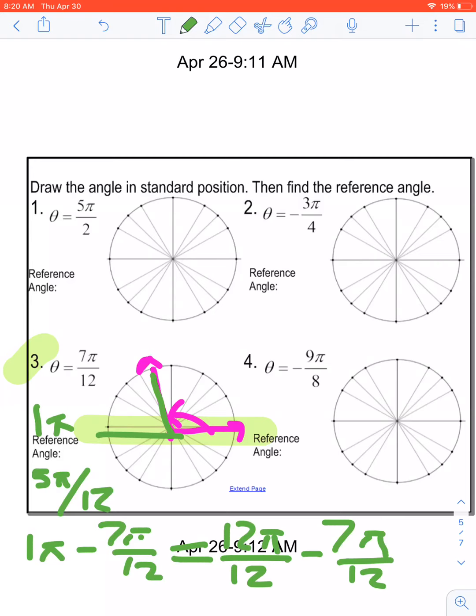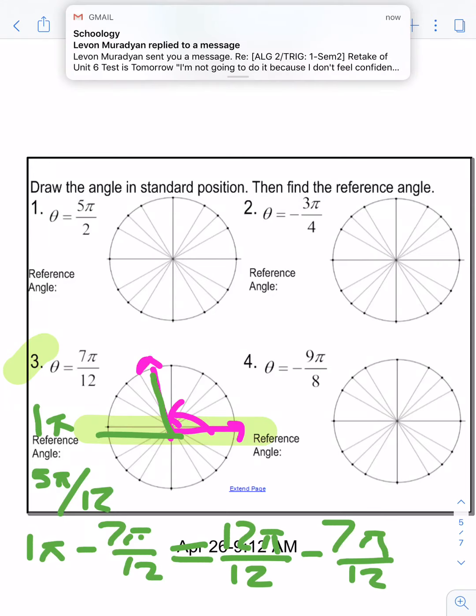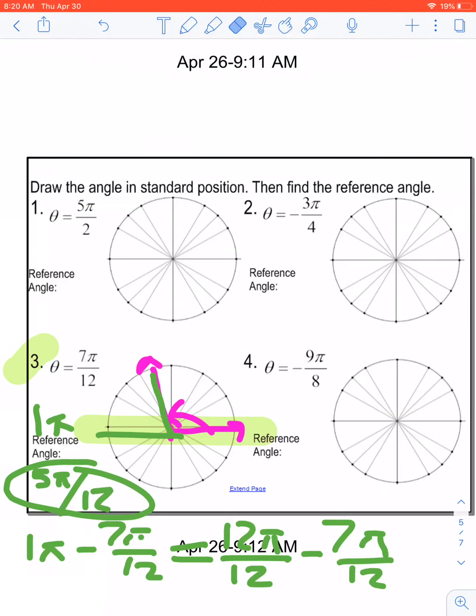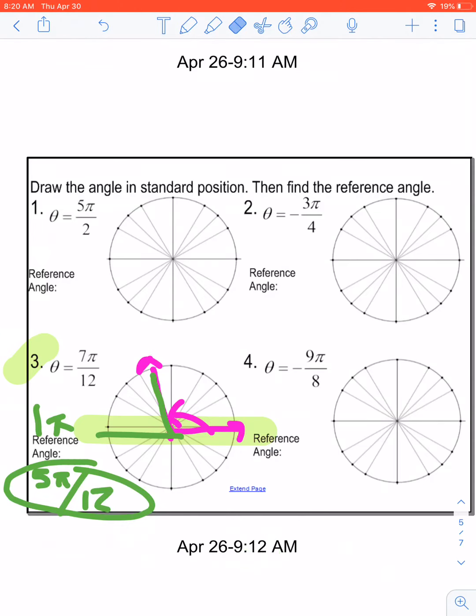Okay? How can I get 7 pi over 12 to 1 pi? I need 5 pi over 12. So that is my reference angle there. Okay? Everybody okay with that? If you have any questions, make sure you log on to Zoom again. Just like degrees, I would prefer for you to keep them in radian measurement when you're graphing, when you're converting. It just makes your life easier.